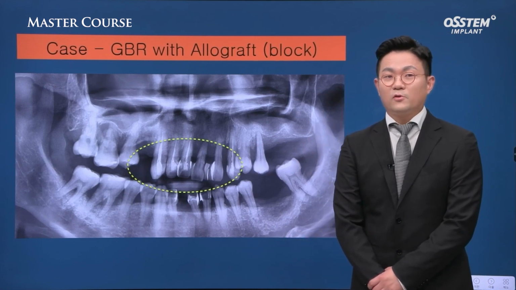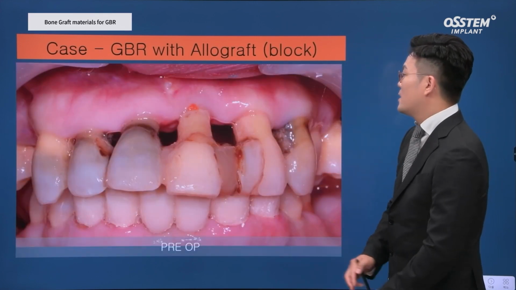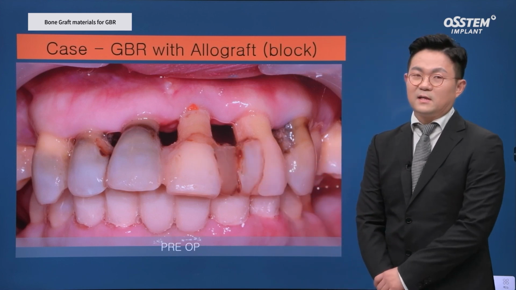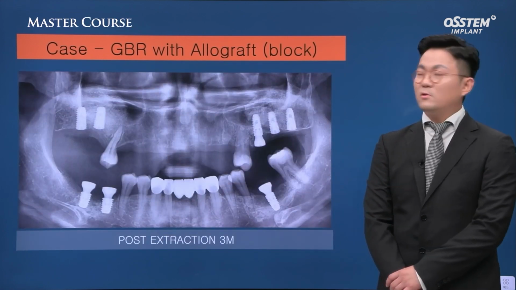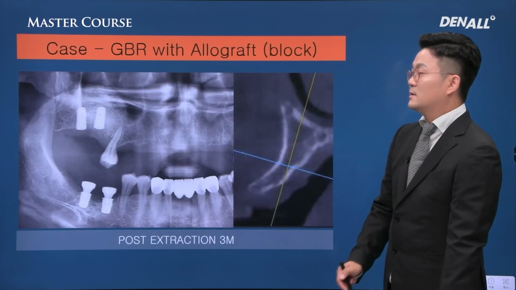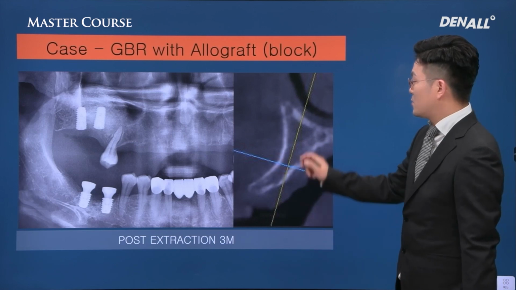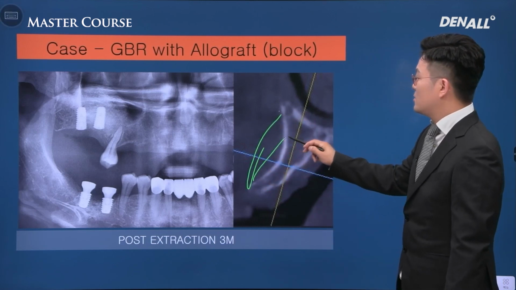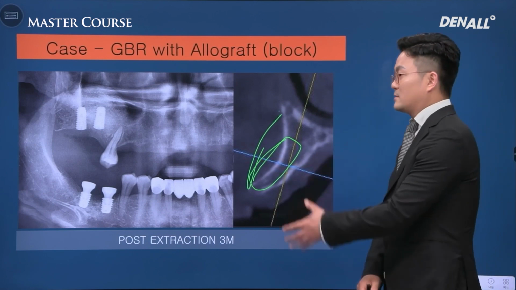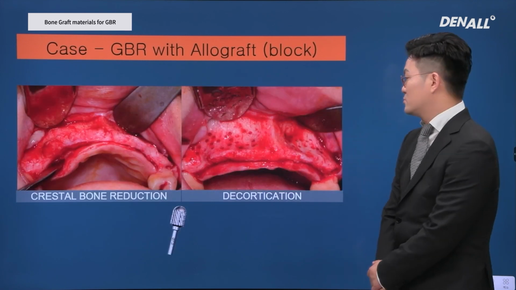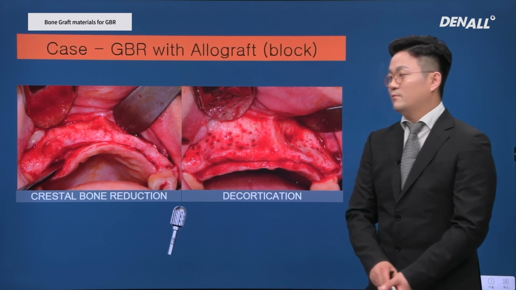Another way to use allograft is using a block bone. In this case, if you look at the photo, severe bone loss occurred, so they needed to be extracted, and we had to wait for 3 months before placing implants. If you look at the thickness of the residual bone, it's not good enough to place implants. The concavity is severe. To place an implant, there's no bone to support it, so bone should be formed first with block bone. Rather than autogenous bone, a block allograft was used.